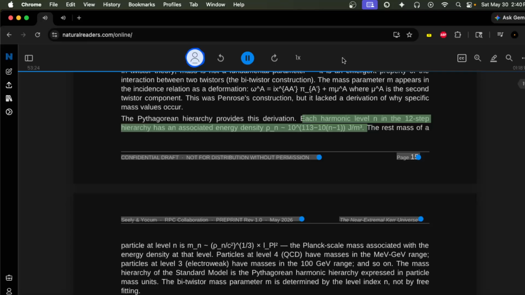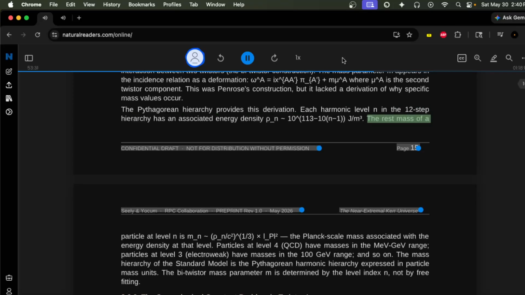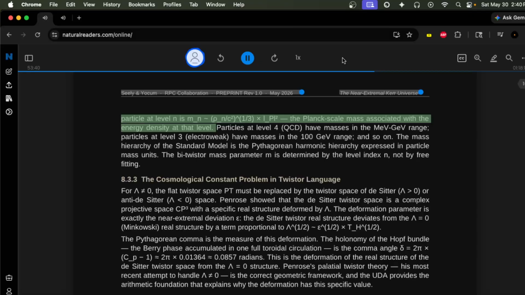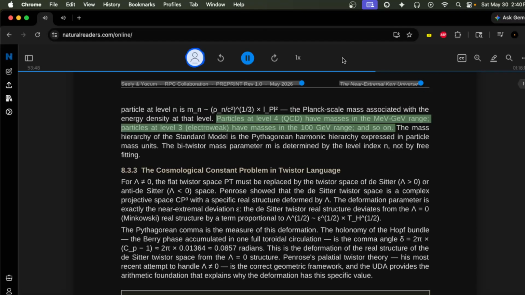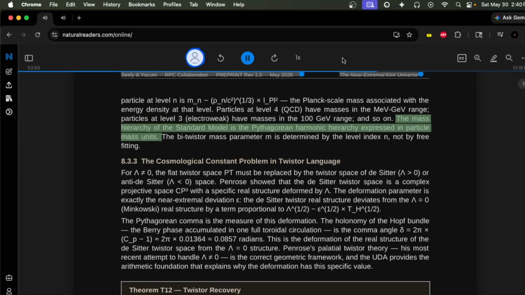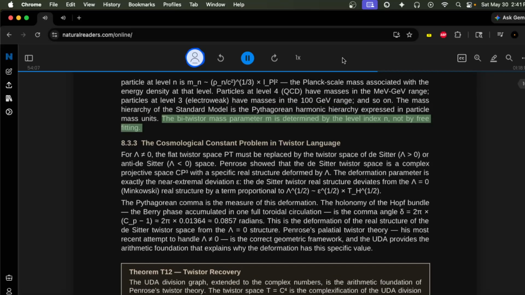Each harmonic level n in the 12-step hierarchy has an associated energy density ρ_n ~ 10^j per cubic meter. The rest mass of a particle at level n is m_n, the Planck scale mass associated with the energy density at that level. Particles at level 4 have masses in the MeV-GeV range, particles at level 3 have masses in the 100 GeV range, and so on. The mass hierarchy of the Standard Model is the Pythagorean harmonic hierarchy expressed in particle mass units. The bi-twistor mass parameter m is determined by the level index n, not by free fitting.